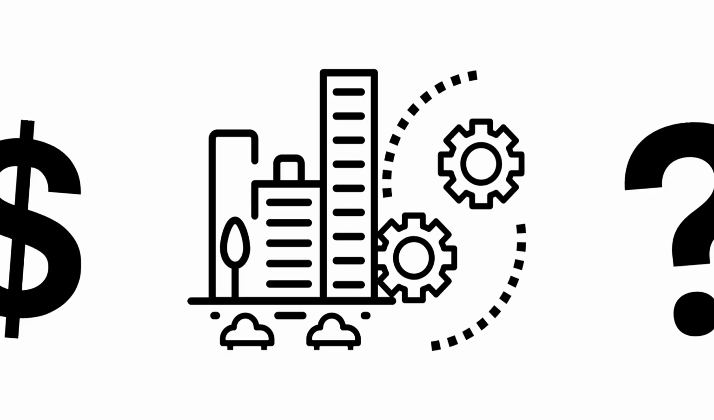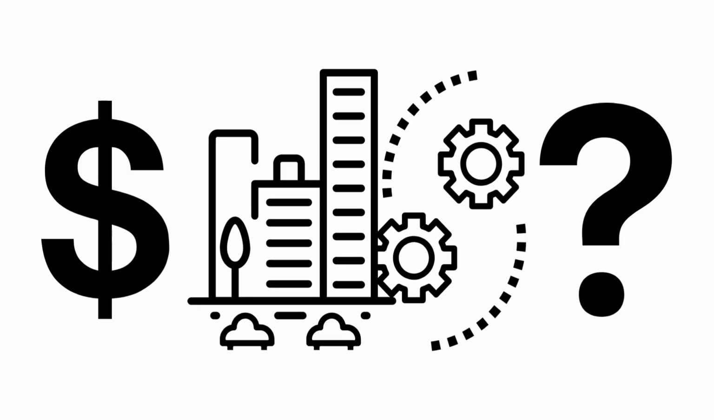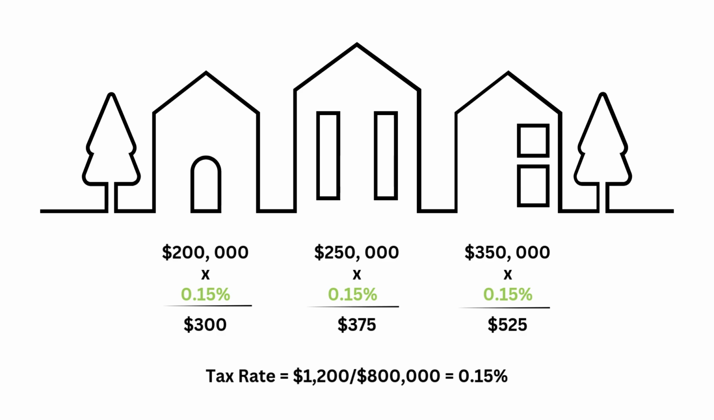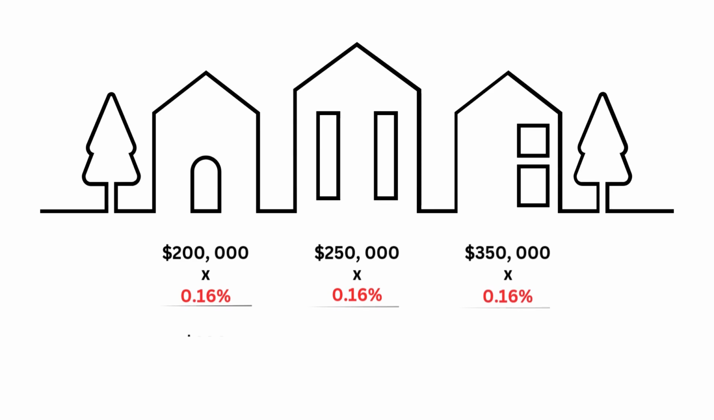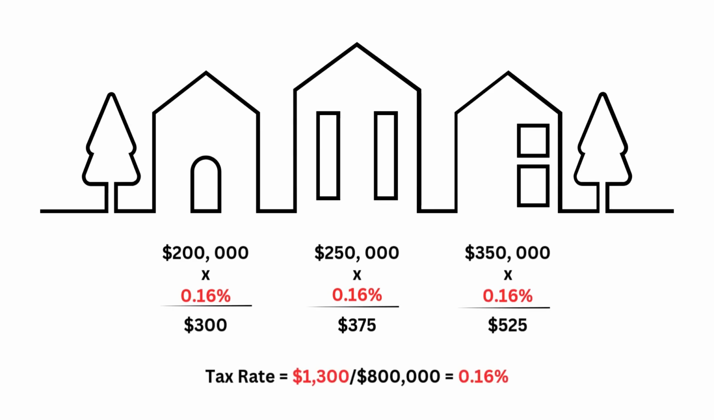So what happens when the cost to provide services goes up? Let's go back to our original assessments of our 3 properties in the town. If services increase, then the town's budget will increase, which in turn means the tax levied on the town will increase. Let's assume that the new taxes to be collected are now $1,300. It means more property taxes need to be collected from every home and a new tax rate is calculated.